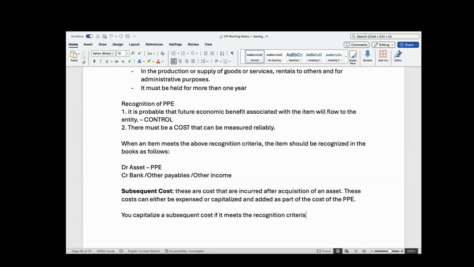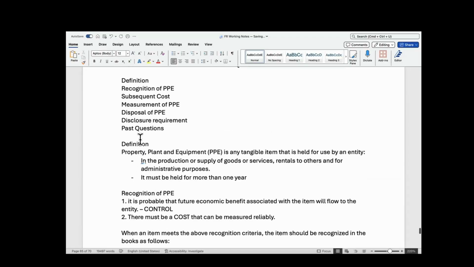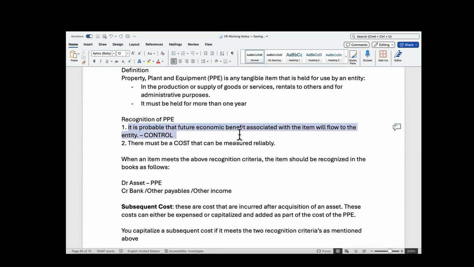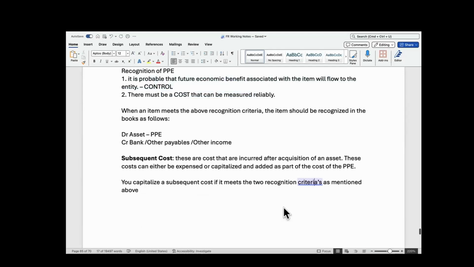And what are the recognition criteria? Is the one we mentioned above. If it meets the two recognition criteria as mentioned above, which are: the cost must be able to generate economic benefits, and you should be able to measure that cost reliably.